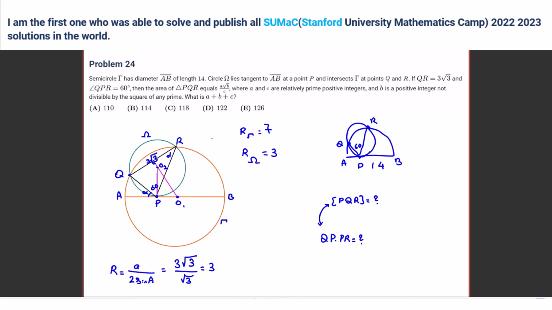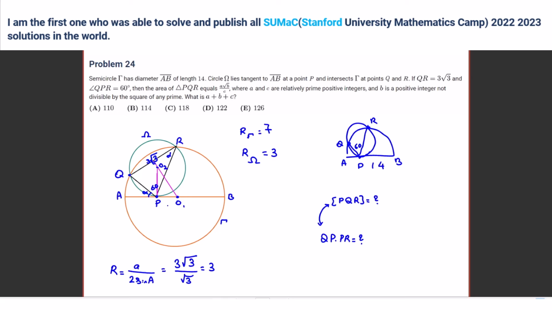Try a bit on your own. Can you use this one and this one? We know two radii and we know it is tangent. Then can you find the area? Let me know if you want a hint. Can I have a hint? Okay, sure.